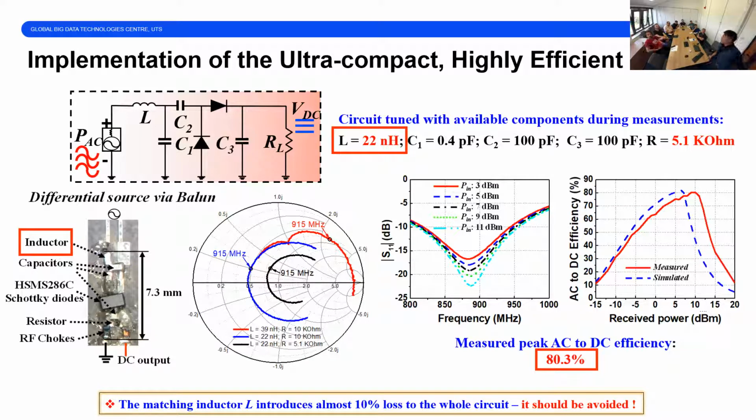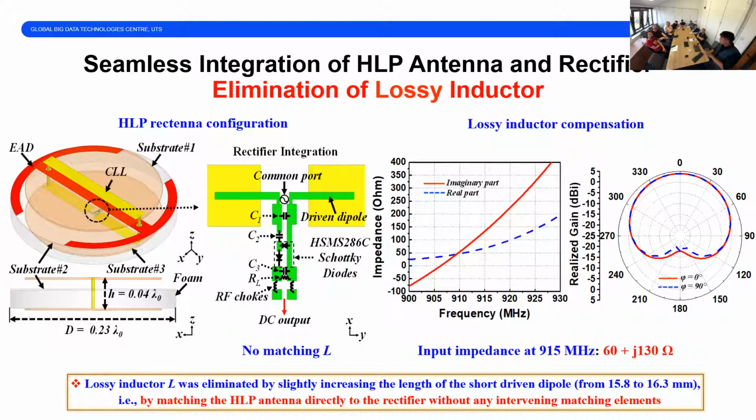Actually, this matching inductor is very lossy because the inductor is made of wires, right? Wires at microwave frequency are quite lossy. To integrate them together, we can design our antenna impedance to conjugately match the capacitive impedance of a rectifier circuit to get rid of the inductor. So we further increase the overall efficiency of the system. The interesting feature of our antenna is that we change the impedance, but our radiation pattern is maintained the same. So it doesn't affect the radiation pattern.